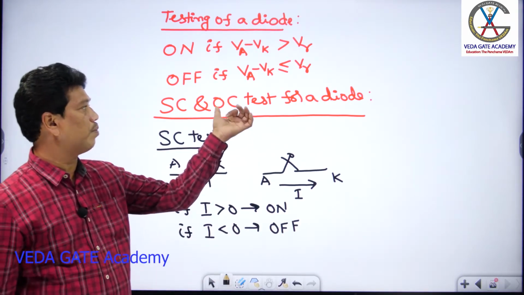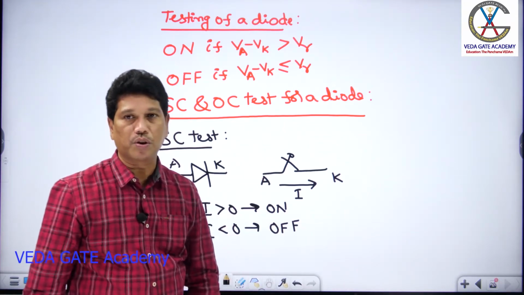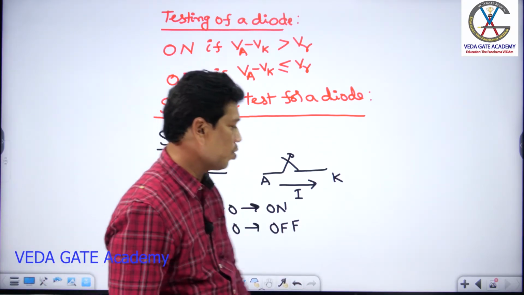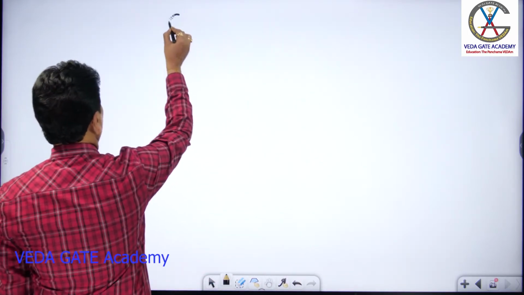Under such a condition, the mostly used one is the open circuit test. So most frequently we are using the OC test. That is called the open circuit test. So now, what is this OC test?